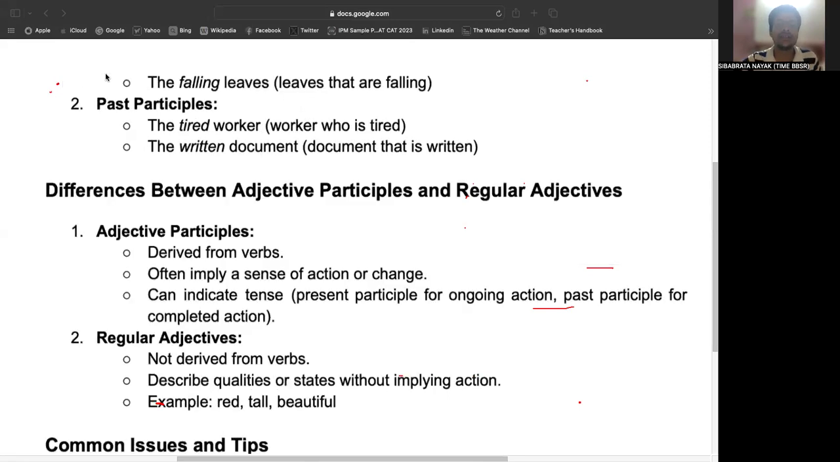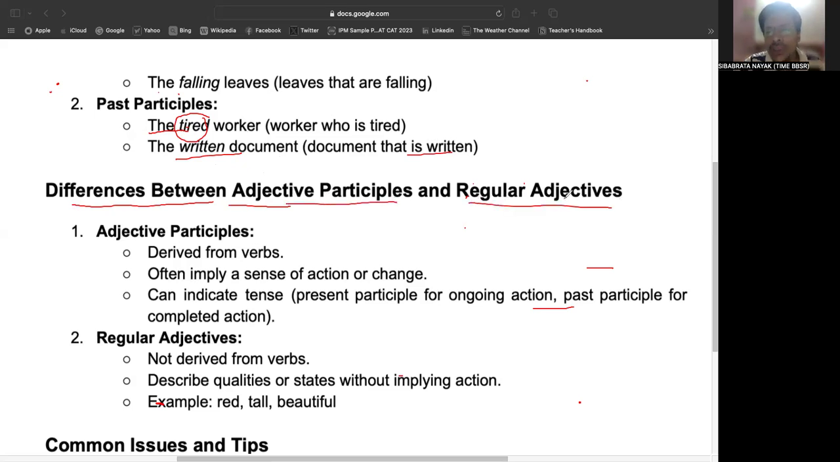In past participles, it is stated: the tired worker. It means the worker who is tired, or you can say the person who is tired. The written document is called a document that is written. So instead of forming a sentence, we can use the past participle before the noun and simply make an adjective phrase, right? What kind of worker? Tired worker. What kind of document? The written document.